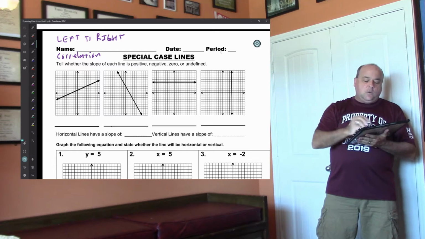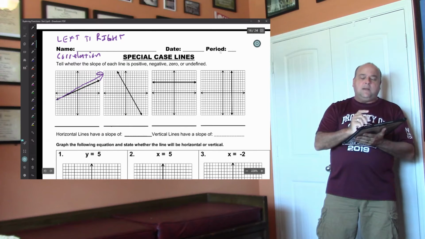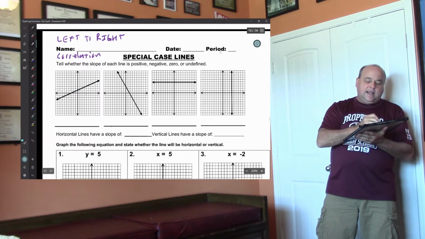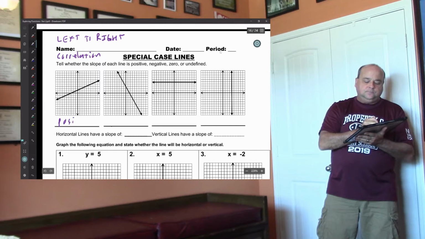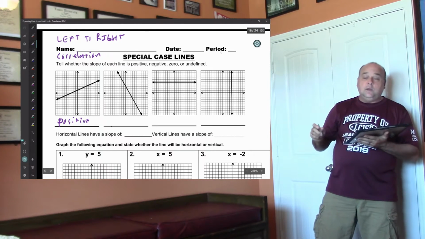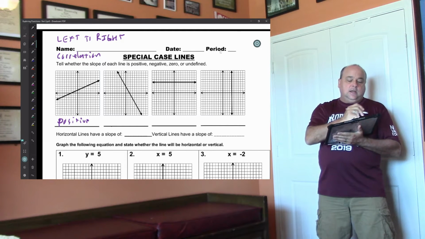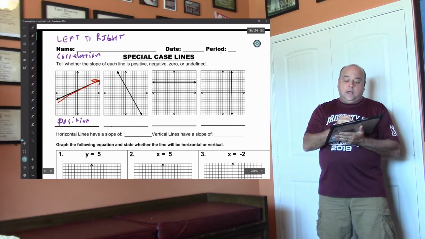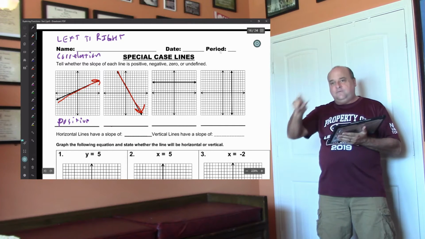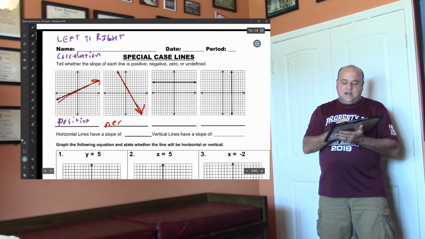So, on this equation here, if I go left to right, my line goes up, don't I? So it has a positive correlation. We're going to be studying this when we do scatter plots later on this year. On the next one, the line's going down. On the previous one, it went up. On this one, it goes down. Left to right, I'm going down. It would have a negative correlation.